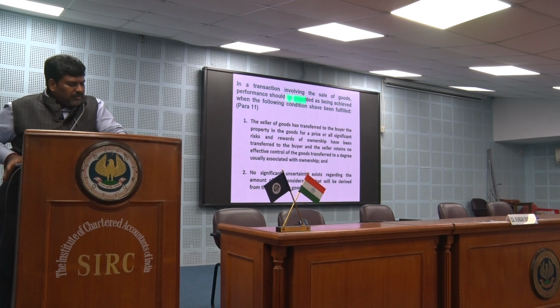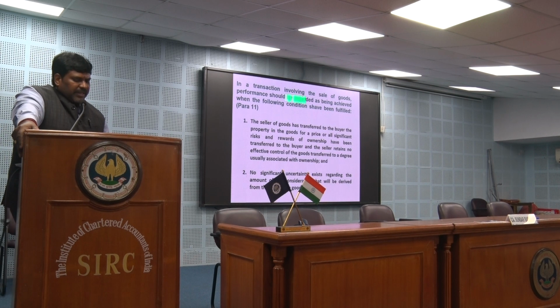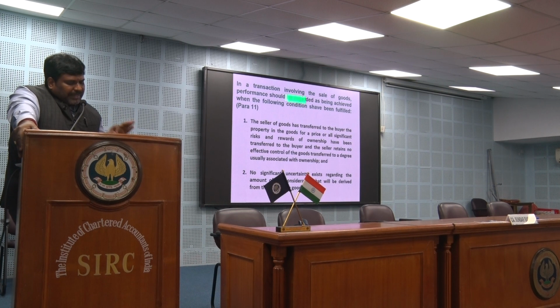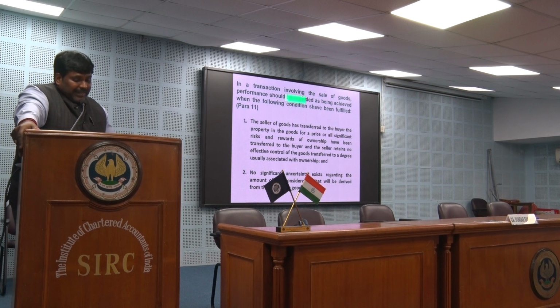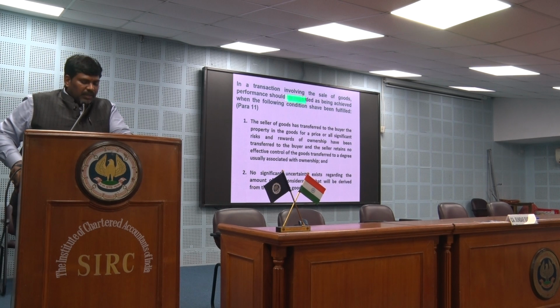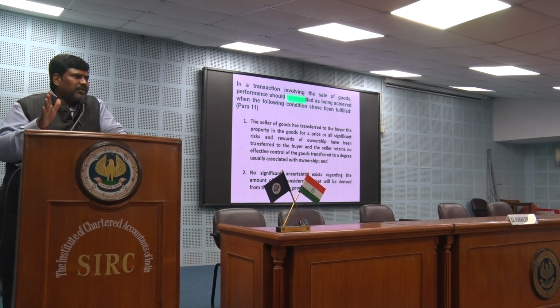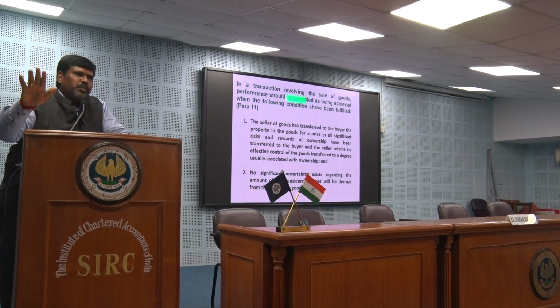Again, reiterating the fact, revenue from sale of goods, para 11. The seller of goods has transferred to the buyer the property in the goods for a price, or all significant risk and reward of ownership have been transferred to the buyer, and the seller retains no effective control of the goods transferred to a degree usually associated with the ownership, and no significant uncertainty exists regarding the amount of the consideration that will be derived from the sale of the goods. So if there is going to be an uncertainty with respect to the collection, the revenue recognition needs to be postponed. It's a twin condition.